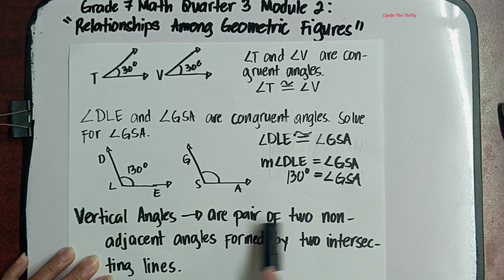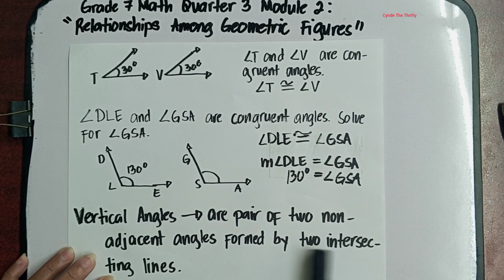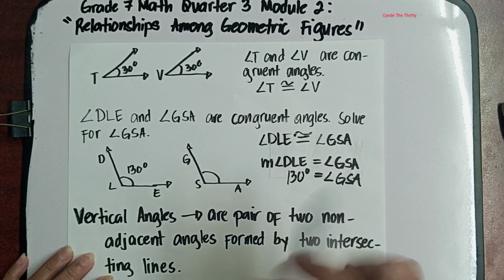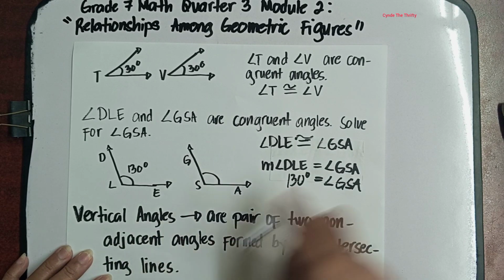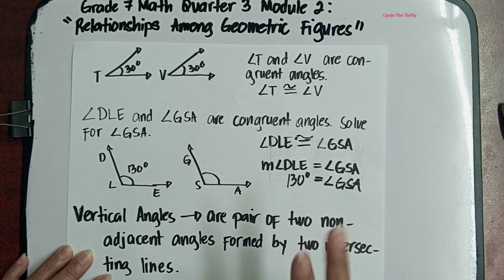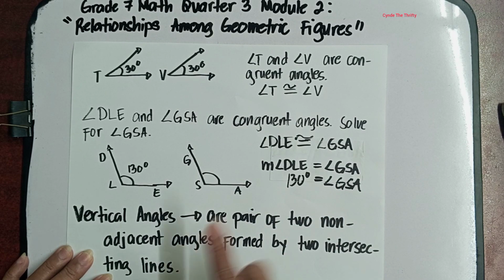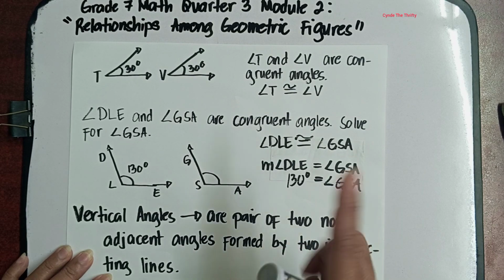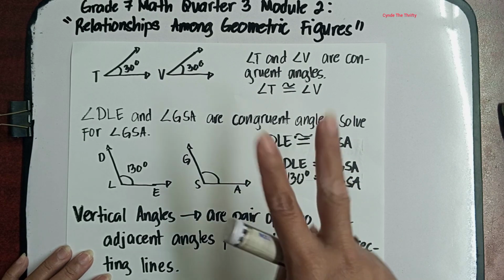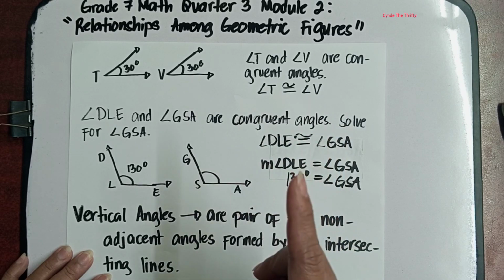Vertical angles are a pair of two non-adjacent angles formed by two intersecting lines. Okay, so ang vertical angles daw ay pair ng dalawang non-adjacent angles, hindi magkatabi. So ibig sabihin hindi sila magkatabi, formed by two intersecting lines. Okay, so ma-form siya kapag ang dalawang line ay nag-intersect.